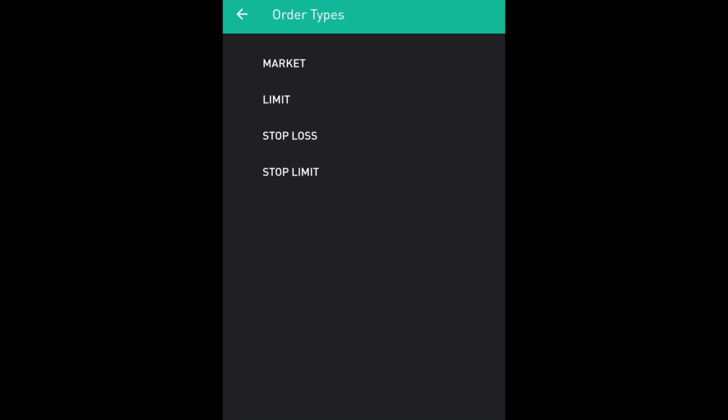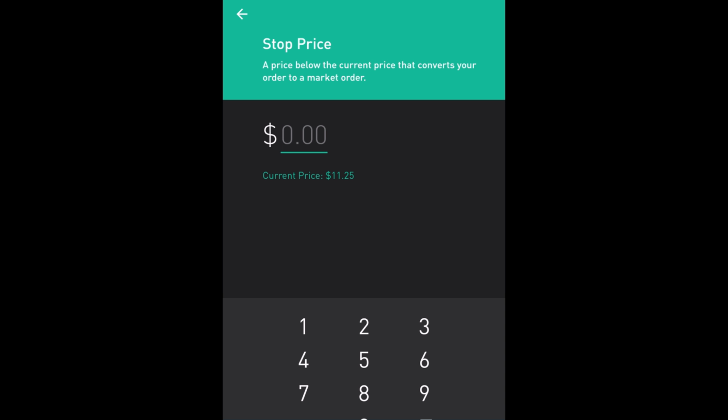So if we go back in the orders, now there are 2 additional orders here, a stop loss and stop limit. And really this is to protect you from a stock that's trending down quite rapidly for buy and hold investors, but it can also be used in penny stock investing as well to maximize gains. So if we click on stop loss here, you see we are now specifying a price below the current price that converts your order to a market order.